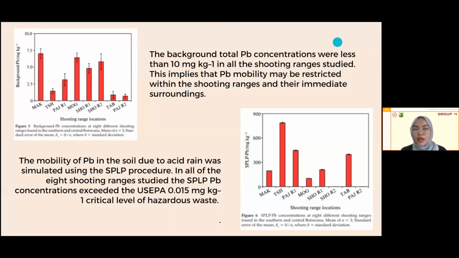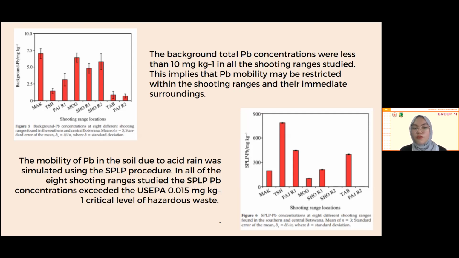And next, as you can see, there are two graphs on the slide. For the first graph, from this research, in all of the 8 shooting ranges, the background total Pb concentration was less than 10 milligrams per kilogram. This implies that Pb mobility may be restricted within the shooting range and its immediate surroundings.